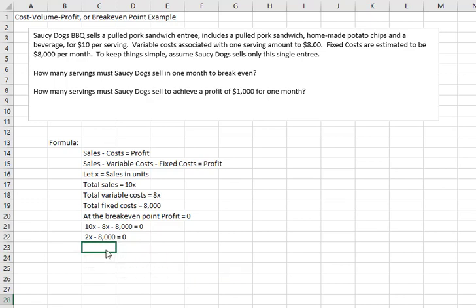And then a little math magic here. 2x equals 8,000. You just added 8,000 to each side. And then divide each side by 2. And you get x equals 8,000 divided by 2. This is actually our shortcut for break-even point. The shortcut, fixed cost divided by contribution margin per unit.